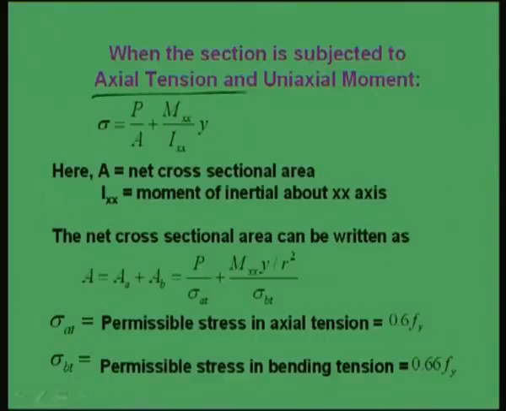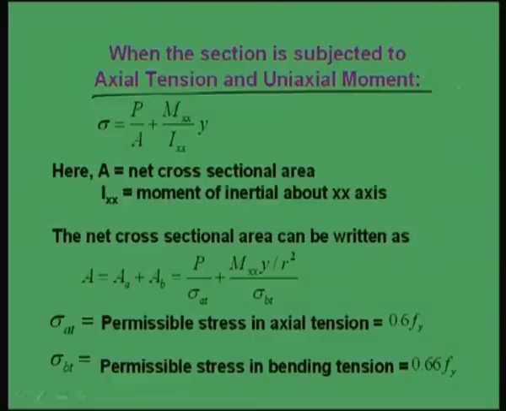Now, how to analyze and design when the member is subjected to axial tension and, say, uniaxial moment. There are two scopes: one is axial tension and moment in one direction, another is moment in two directions along with the axial tension. That means axial tension along with biaxial moment. So both the cases we will see.